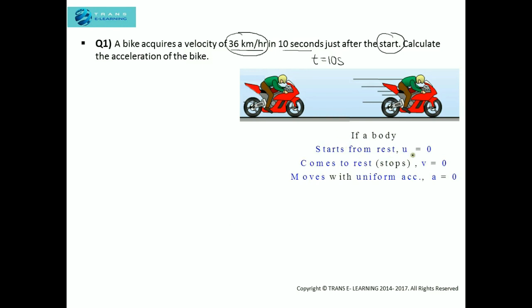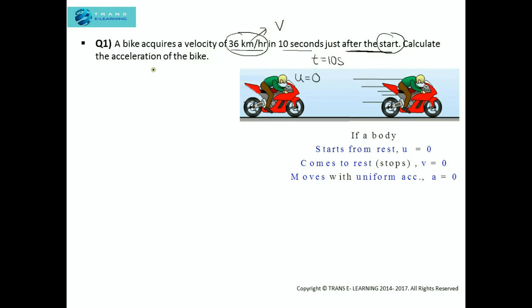Now, if a body starts from rest, then u is 0, and here in the question it is given that a bike acquires a velocity of 36 km per hour in 10 seconds just after its start. So that means the initial velocity is 0 and this velocity is the final velocity. We need to calculate the acceleration of the bike.